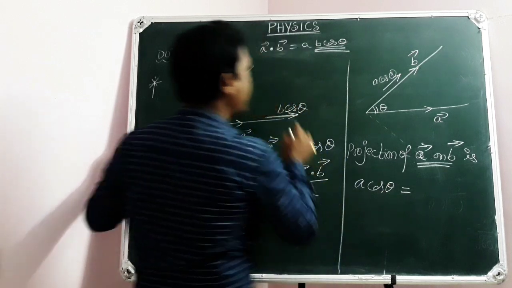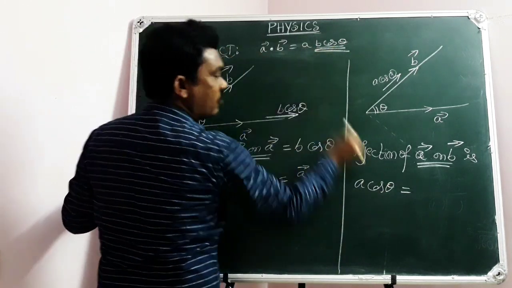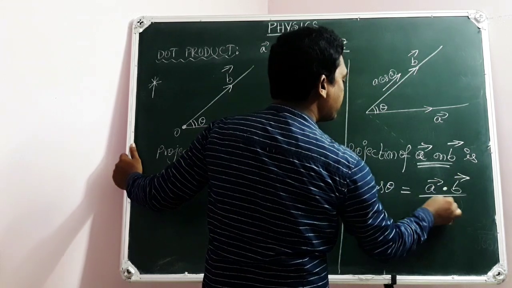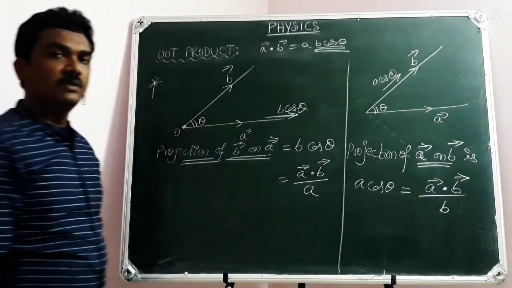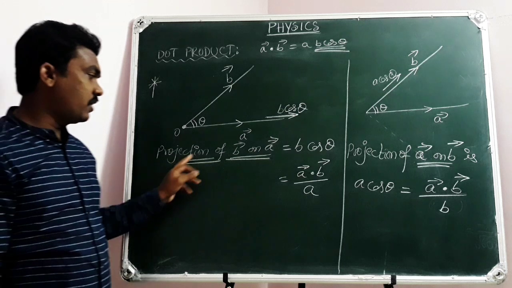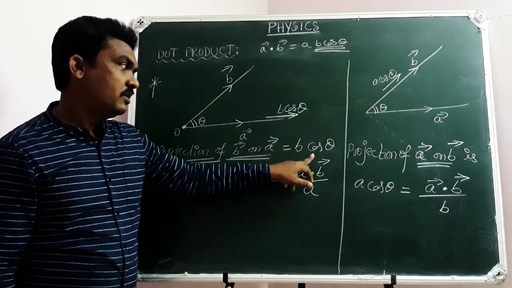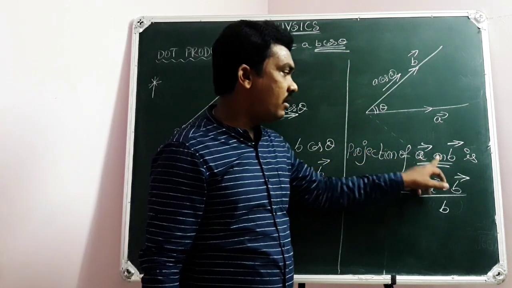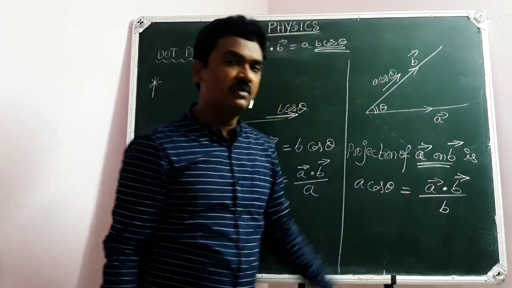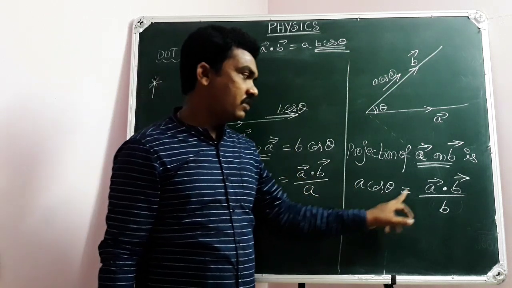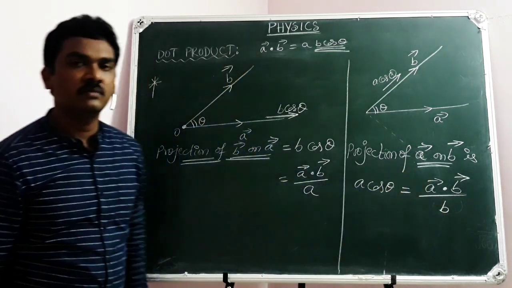This A cos theta can be written as A bar dot B bar by B. So I think it is clear. The projection of B bar on A bar is B cos theta, and the projection of A bar on B bar is A cos theta. B cos theta equals A bar dot B bar by A. A cos theta equals A bar dot B bar by B.